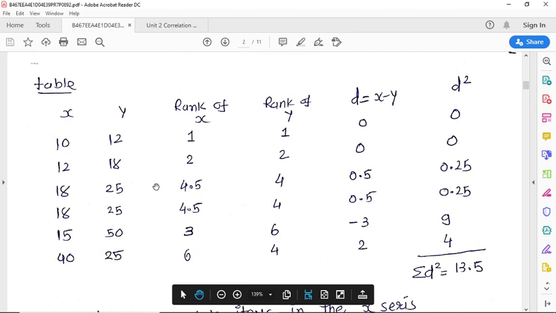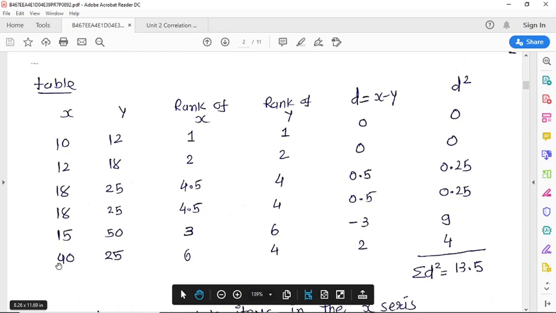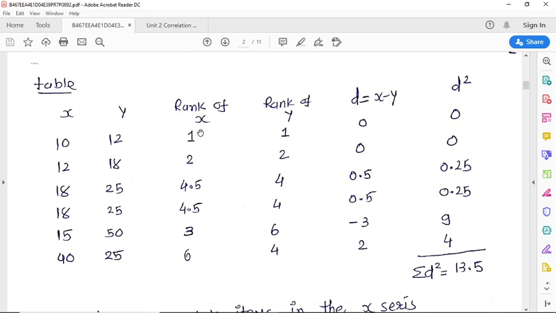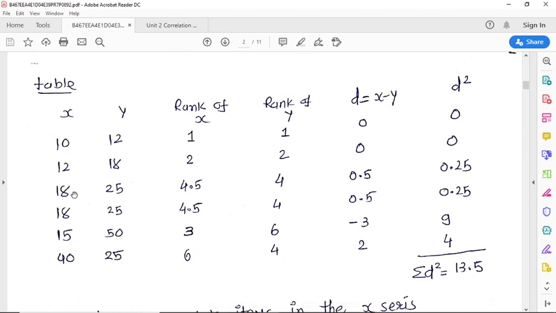You can use the highest value as 1, or you can use the lowest value as 1. In this column we consider the lowest value as 1 and the highest value as the last rank. So 10 is the lowest value, so it gets rank 1. Then 12 is the second lowest value, so its rank is 2. Then 15 is rank 3, and then there are 18 and 18, which are in the 4th place and the 5th place.